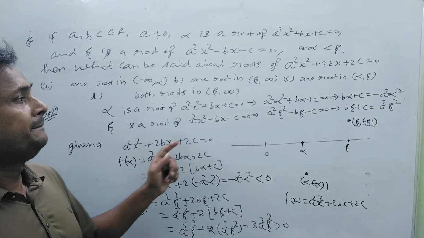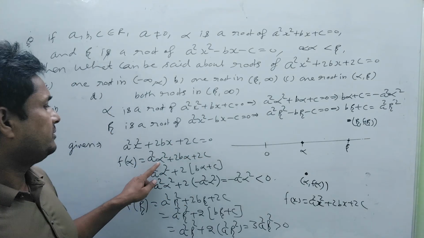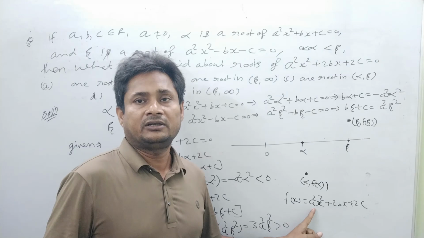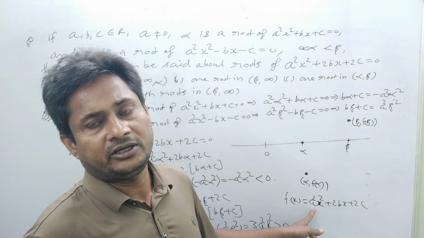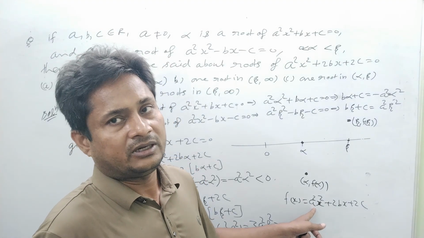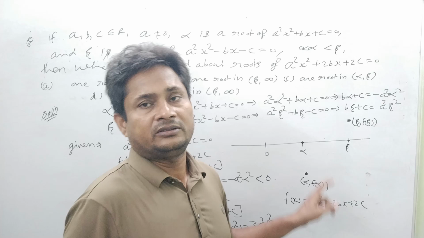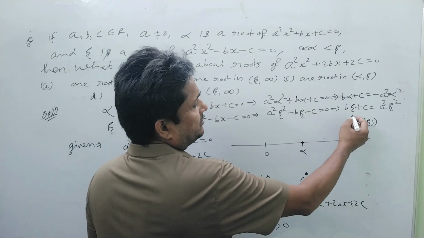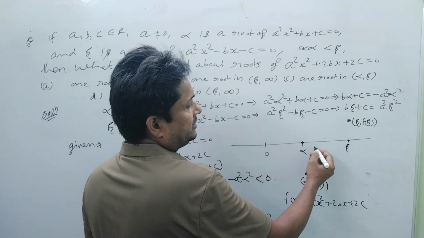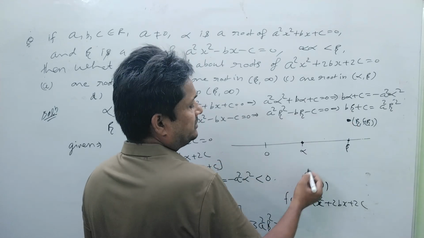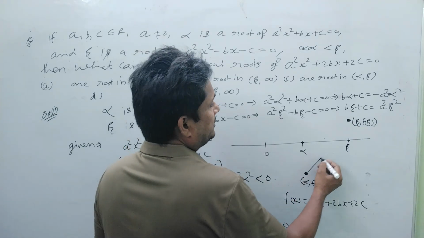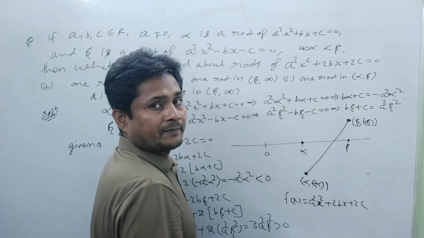What is the graph? See here, the coefficient of x square is a square, and a square cannot be a negative number. So the graph of this one will always be an upward parabola, and it is coming through what? One point is this one and the other point is this one. If you join these two points, it will be like this.